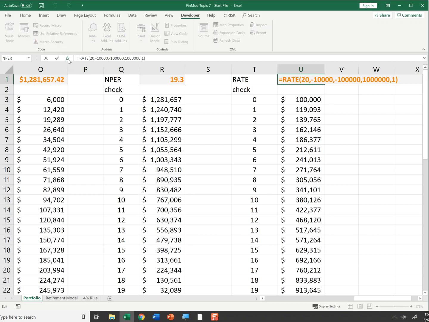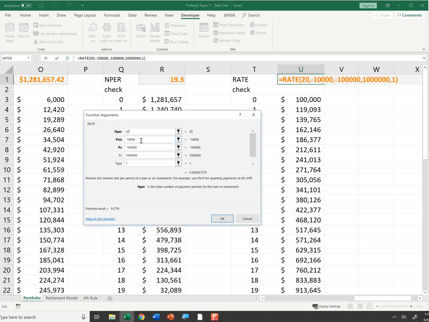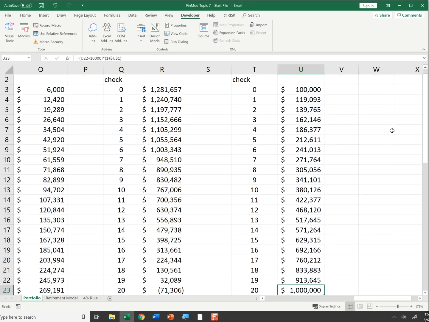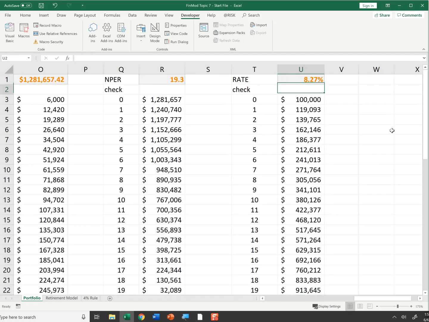I've done the rate function, and I've said 20 years. I put in $10,000 a year starting today, I also have $100,000 I placed in the bank today. That's my starting position. What rate of return will I need for 20 years to get $1 million? And that number is 8.27%. So I start off with $100,000 in my account. I add $10,000 a year, and magically it takes me exactly 20 years to get exactly $1 million at that interest rate of 8.27%.